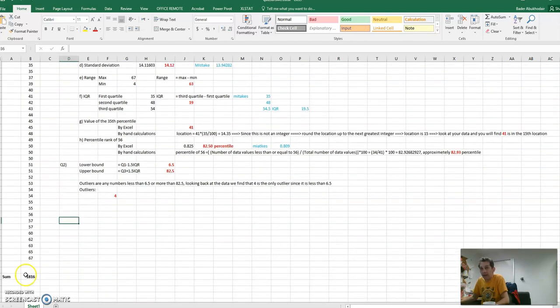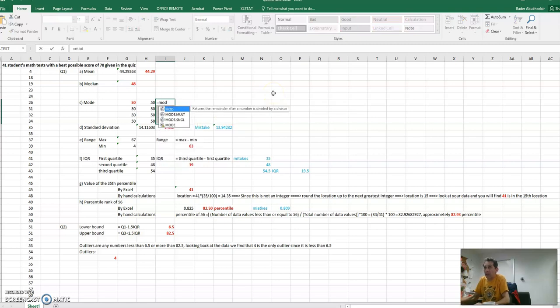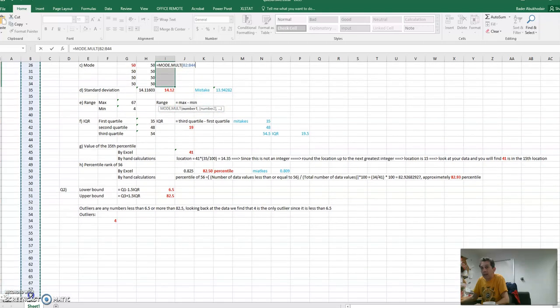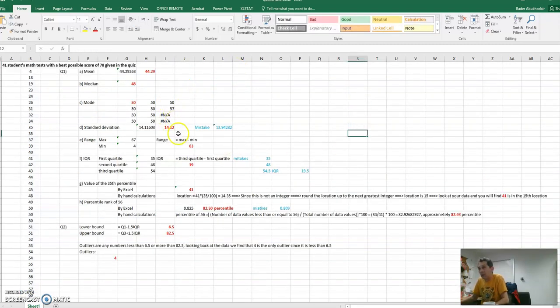Okay, so for example, just to make sure you understand this, if I want to put another 57, so I have 2 modes, I will do this again to show you. It will find the 50 and 57. Let me cancel that and do it again. So I will pick 3 or 4 of the cells, then I will type equals mode multi, then I will pick my whole data set. Then I will push Control Shift Enter, and it should give you more than one mode. You see now I have 2 modes, it's 50 and 57.